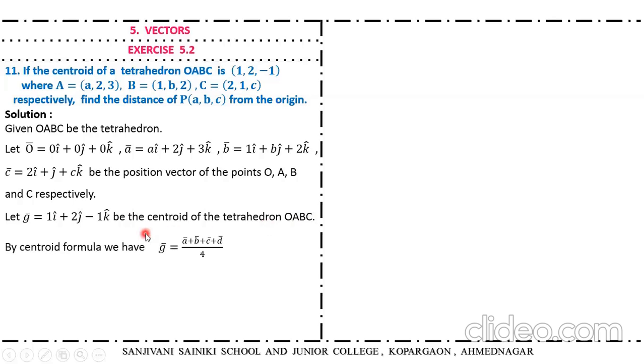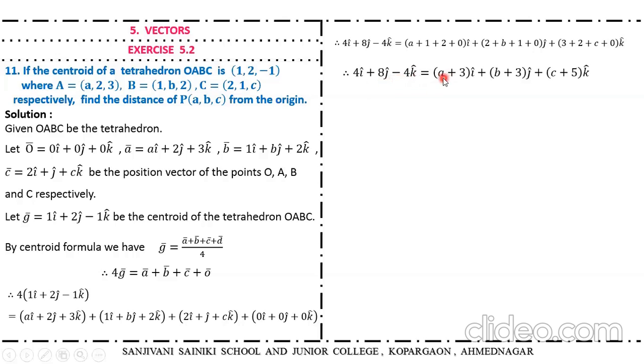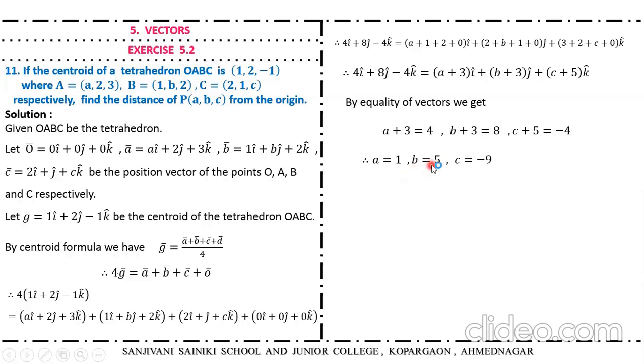So we use the formula to find the position vector of the centroid of the tetrahedron. G bar is equal to (O bar plus A bar plus B bar plus C bar) upon 4. That means 4G bar is equal to A bar plus B bar plus C bar plus 0 bar. So put the values of G bar, A bar, B bar, C bar and 0 bar. We get this equation, and after simplifying it, collecting the coefficients of i cap, j cap, k cap, we get 4i cap plus 8j cap minus 4k cap is equal to (a plus 3) times i plus (b plus 3) times j plus (c plus 5) times k. So by the equality of vectors, we get a plus 3 is equal to 4, b plus 3 is equal to 8, and c plus 5 is equal to minus 4. From this we get a is equal to 1, b is equal to 5, and c is equal to minus 9. Thus we get the coordinates of the point P as (1, 5, minus 9).